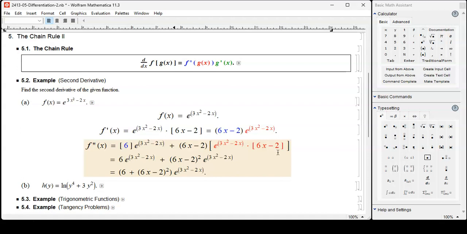But if you're doing just derivative computation, you can stop at the first line, or maybe just a little bit of simplification and stop at the second line. Either way, it's going to be okay.